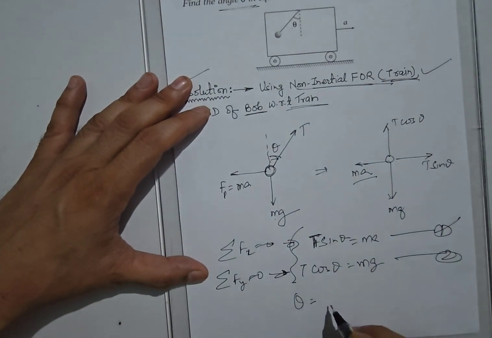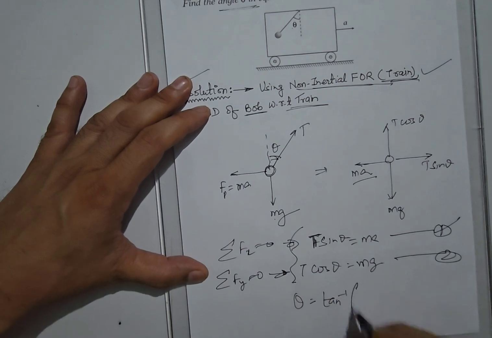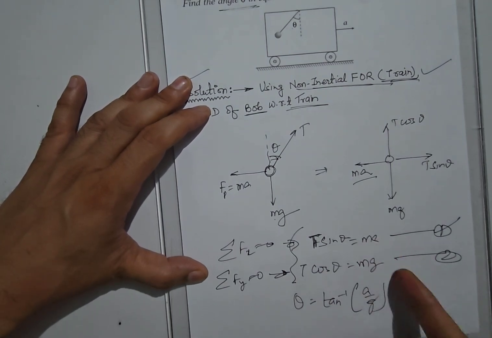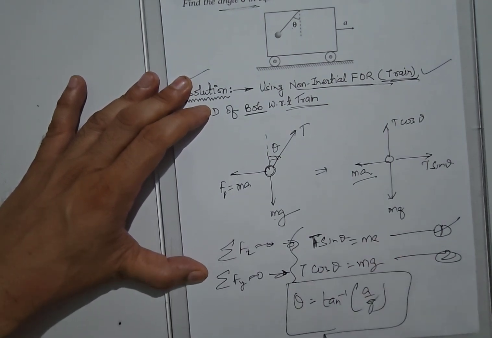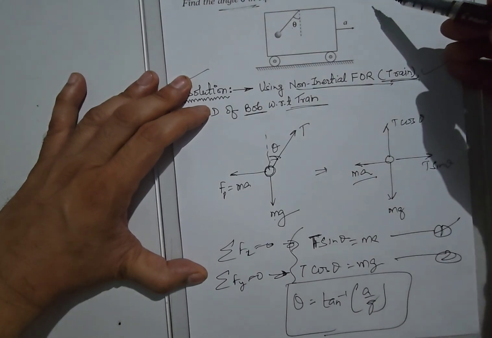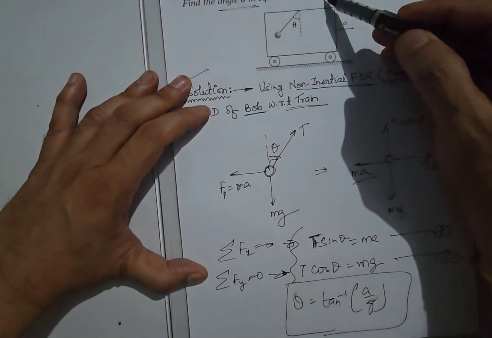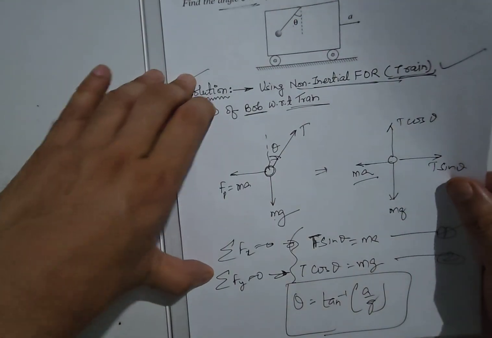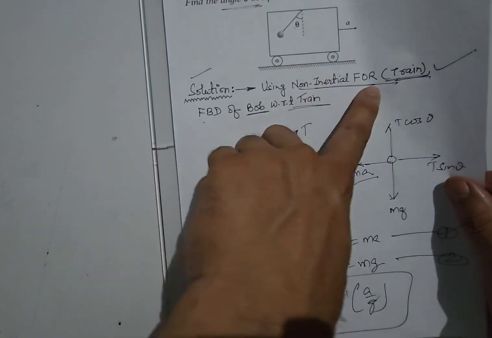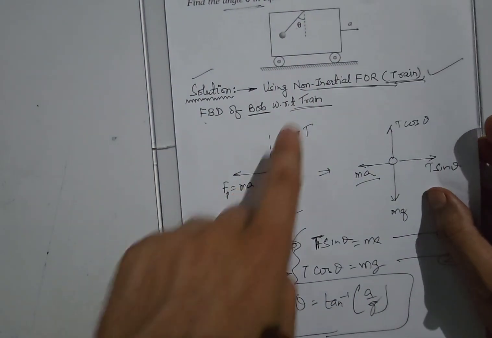So what will be the value of theta here? Theta would be equal to tan inverse of a upon g. If you divide the two equations 1 and 2, you get theta equal to tan inverse of a upon g. So for this particular problem, theta should be tan inverse a upon g for the equilibrium position. So this is the answer. I told you both methods: in the previous example I was discussing the inertial frame of reference, and in this problem I am talking about the non-inertial frame of reference.